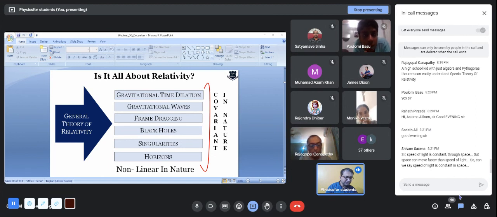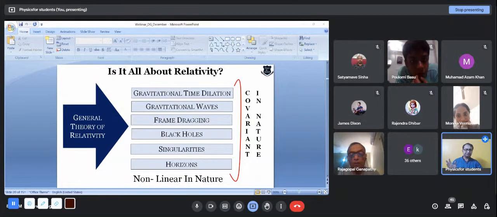So can we say the speed of light is constant in space? Yeah, absolutely. Space can move faster than the speed of light. No, this is not a right notion, I think. I will come to those questions later.